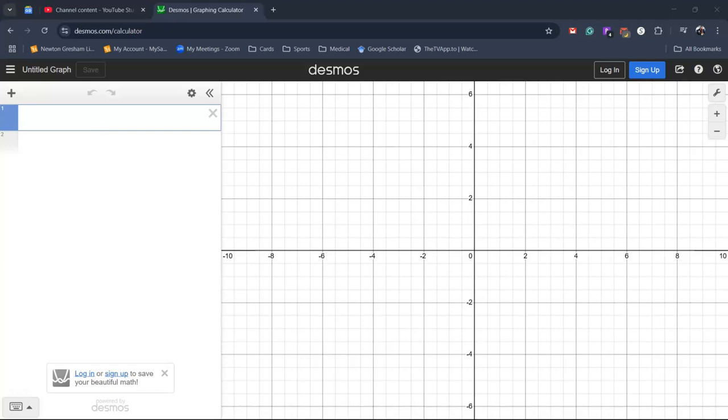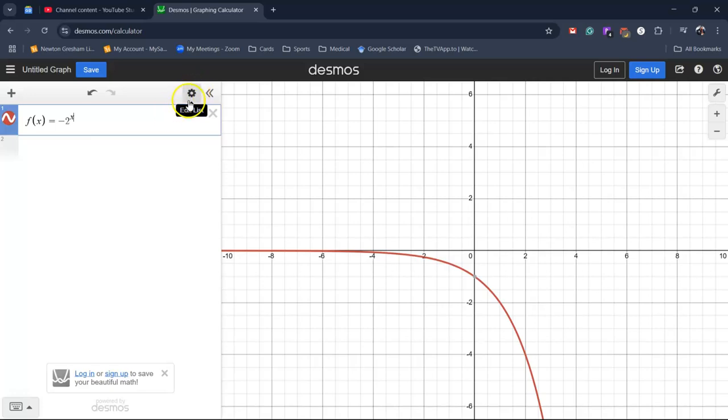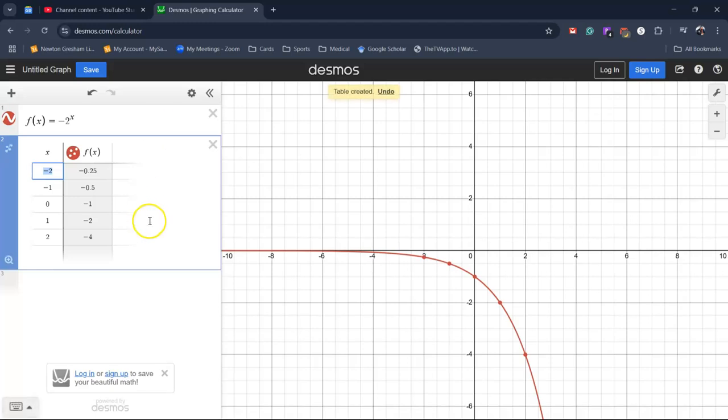Now, one thing about Desmos is we have 2 different types of table features. The table feature we had been using is for when we already have a function. So if I have f of x equals negative 2 raised to the x, I could go to the gear, change it to a table, and it would create a table for me.